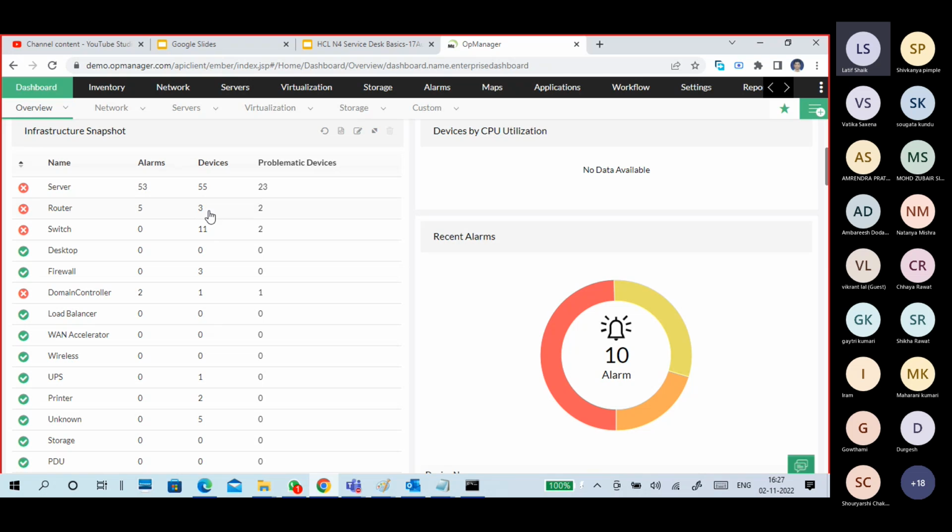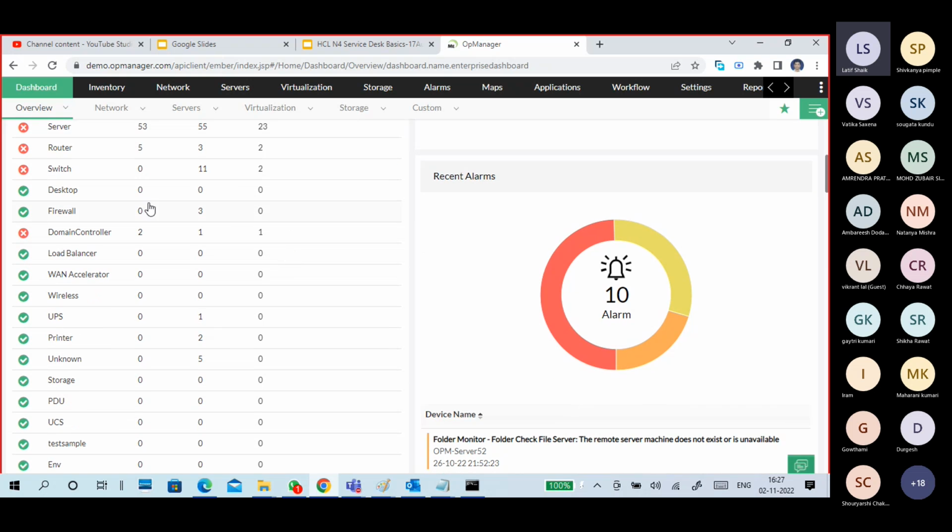There are 3 routers, and 2 out of 3 are problematic. 11 switches are there, and out of 11, 2 are problematic. Desktops are nothing, so desktops are removed. Earlier one desktop was there, that is also gone. 3 firewalls are there, no problematic. All 3 firewalls are good.